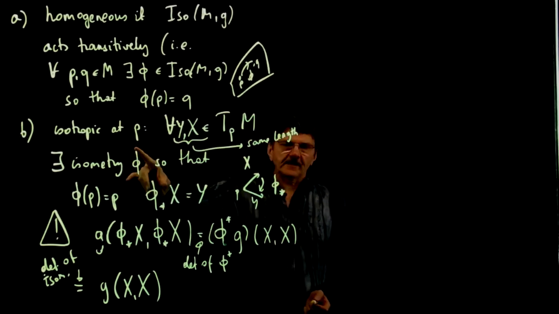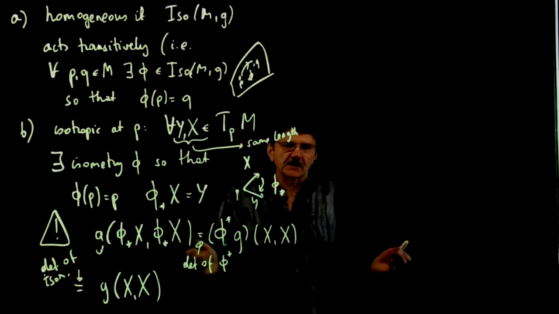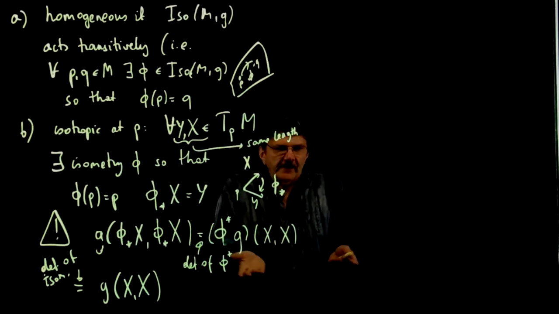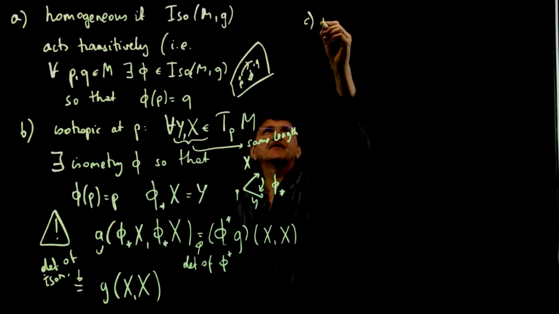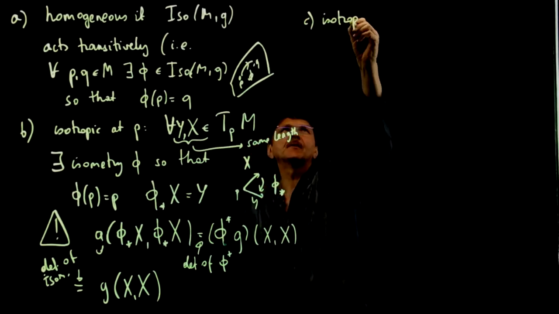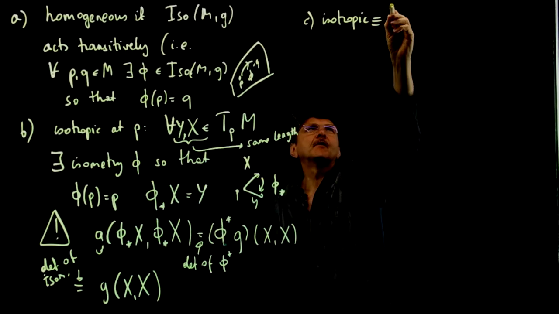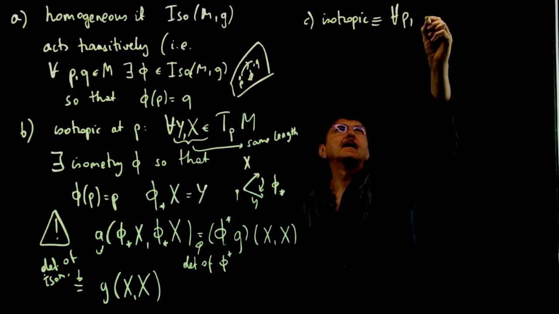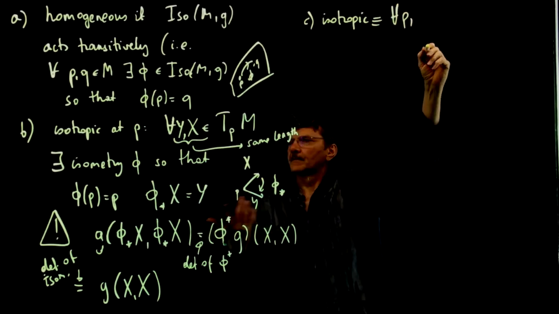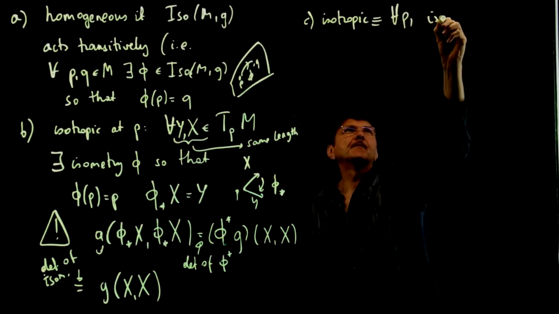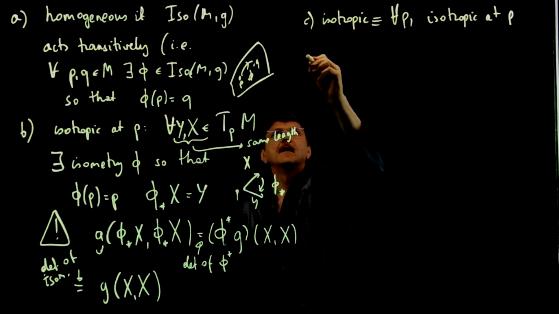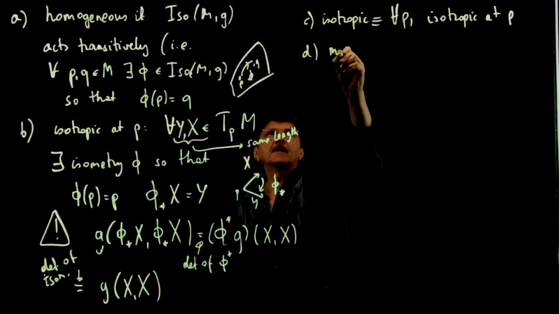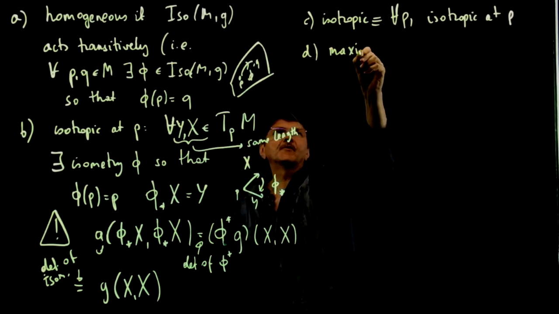Good. So this is isotropic at P. Of course, I'm not going to write this down, but isotropic means isotropic at every point, for every P. Maximally symmetric is the obvious thing.